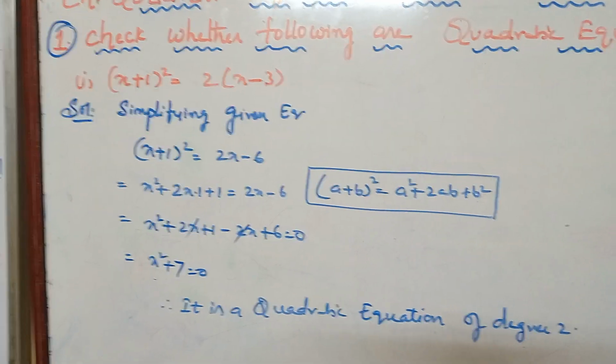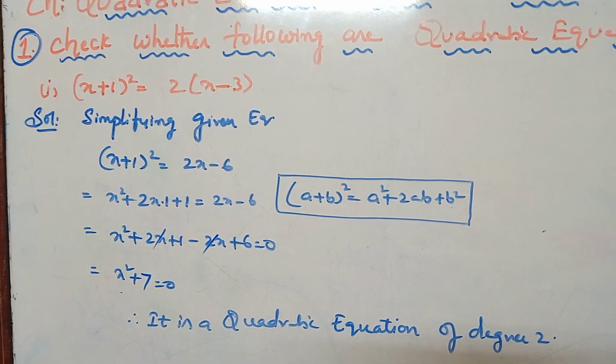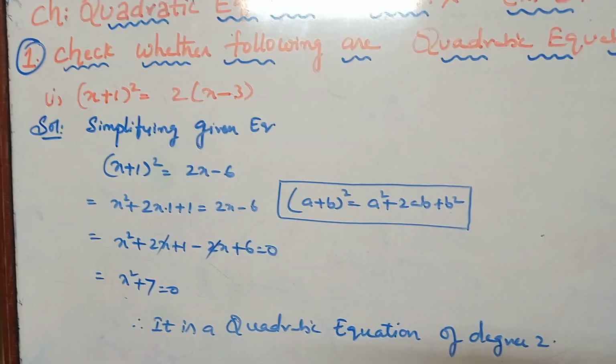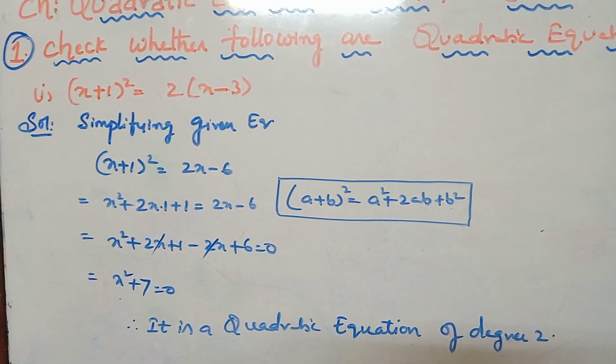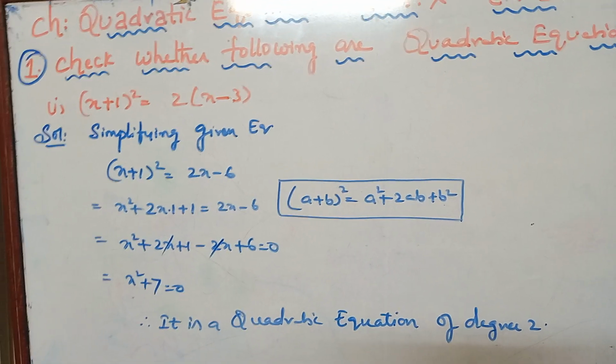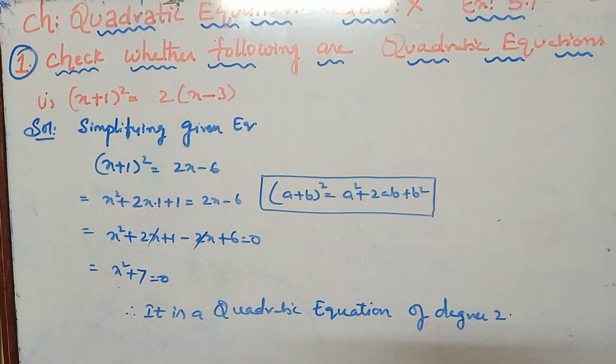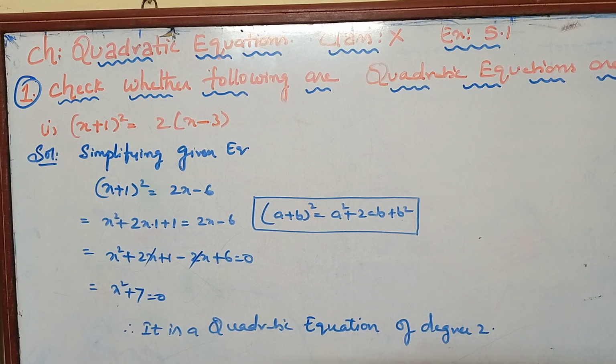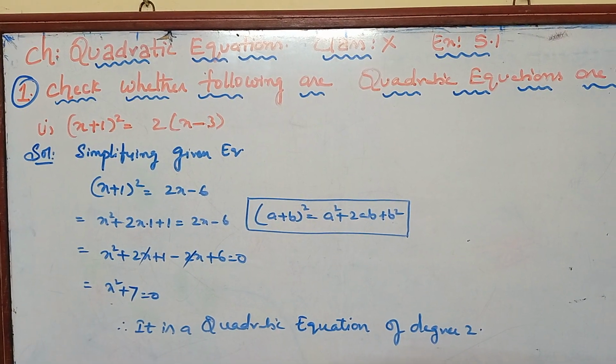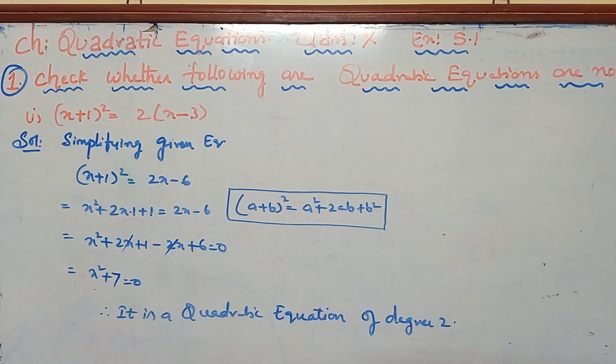I elaborated (x + 1)² in the form of a² + 2ab + b². So after cancelling the like terms, we get x² + 7 = 0. Okay, we got the power notation 2, as a degree 2. Therefore, it is a quadratic equation with a degree 2, guys.